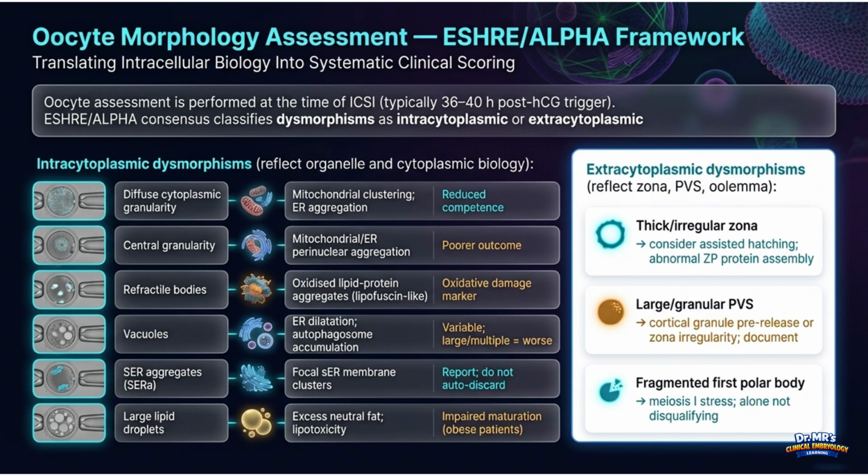The calcium wave still propagates. Fertilization still occurs. Wow. And these oocytes regularly result in healthy, euploid live births. Discarding them is just a tragic waste of reproductive potential.